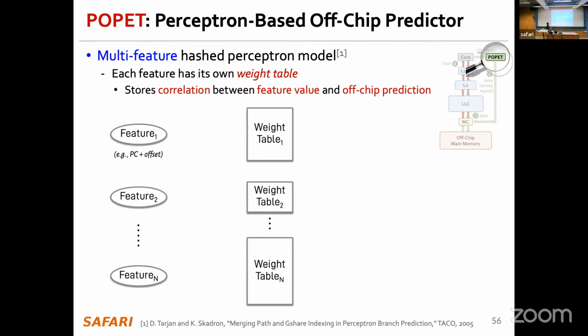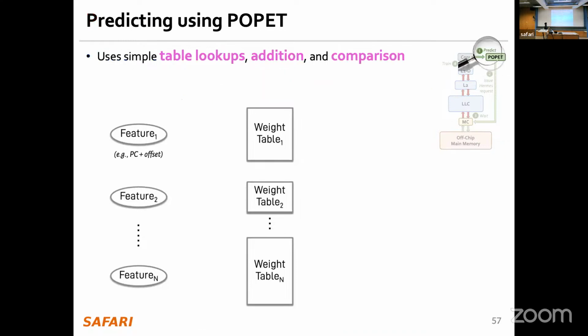So that's what gives us the near zero weight, right? There is an equal probability of seeing an off-chip request as compared to the probability of seeing a non-off-chip request. Okay, so let's see how this predictor makes a prediction. The prediction happens using simple operations like table lookups, addition, and comparison.